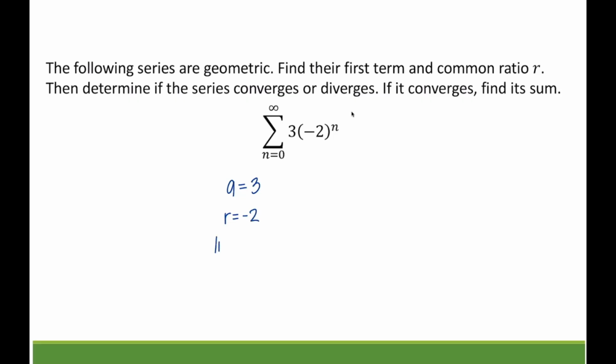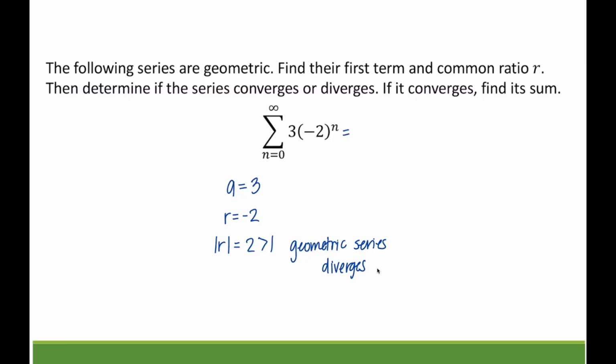Well, the absolute value of r is what we have to check to determine convergence or divergence. The absolute value of r is positive 2, and that's greater than 1. If the absolute value of the common ratio is greater than 1, then the geometric series diverges. Now, I've gone ahead and just told you that's the case, but let's try to understand why the absolute value of that common ratio being greater than 1 makes the series diverge.